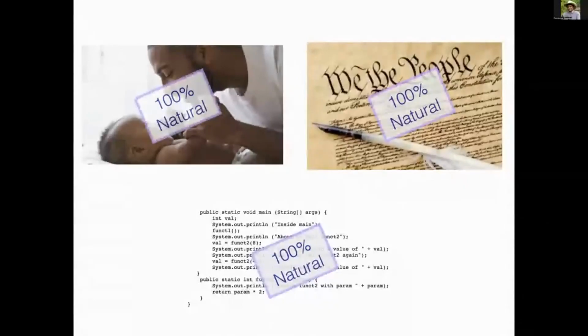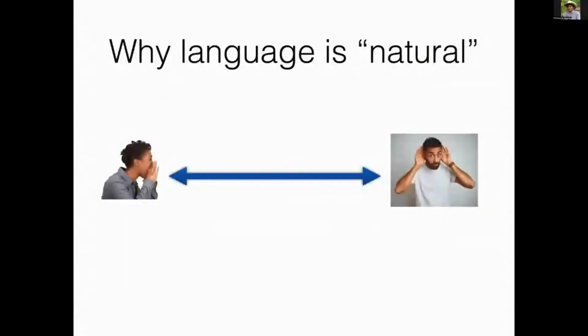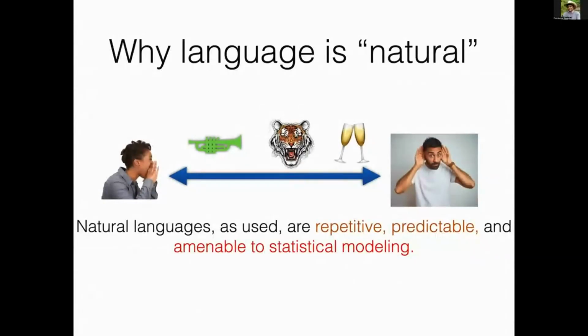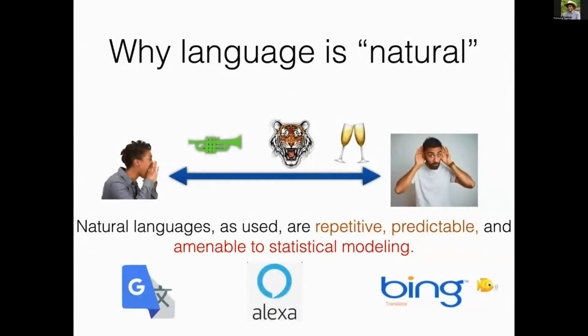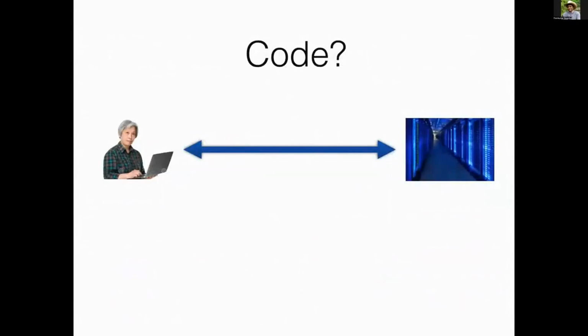So what is this naturalness, and where does it arise? First, for natural language. Human beings communicate using natural language. However, our attempts to communicate are stymied by distractions. To overcome these obstacles, we often express ourselves in ways that'll work even if our intended audience is distracted. So natural languages, as they're used, are redundant. They're repetitive, predictable, and highly amenable to statistical modeling. This is great because this enables things like speech recognition, translation, and so on that make our lives much easier.